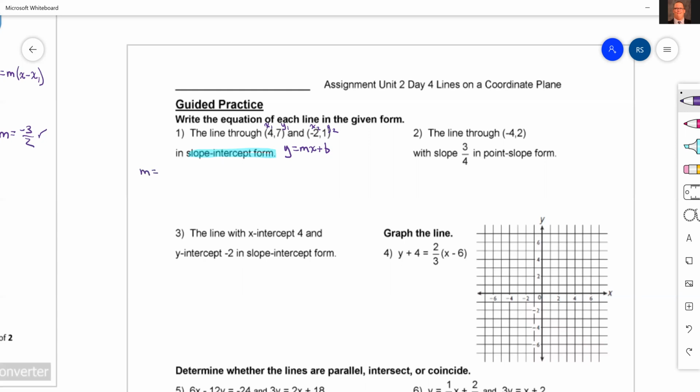m equals y2 minus y1 divided by x2 minus x1. 1 minus 7 is -6, over -2 minus 4, -6. Now, what's -6 divided by -6? 1. So our slope is 1.